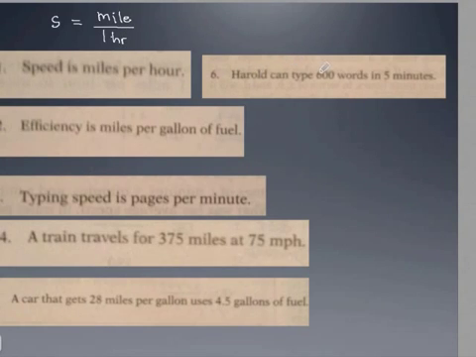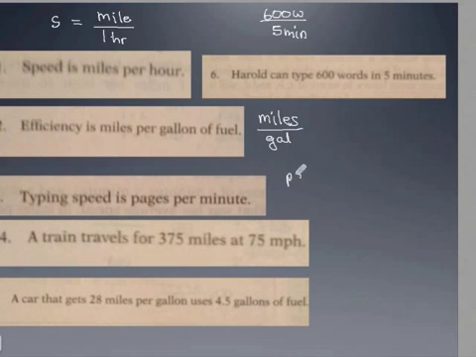Harold can type 600 words in 5 minutes. So it's a change of 600 words per 5 minutes. Miles per gallon, that's a rate. Pages per minute is a rate if you're looking at typing speed.